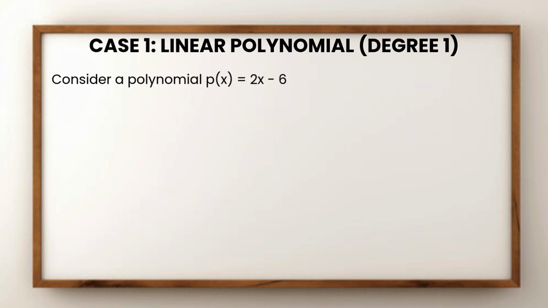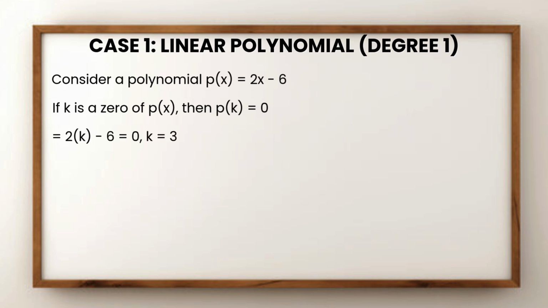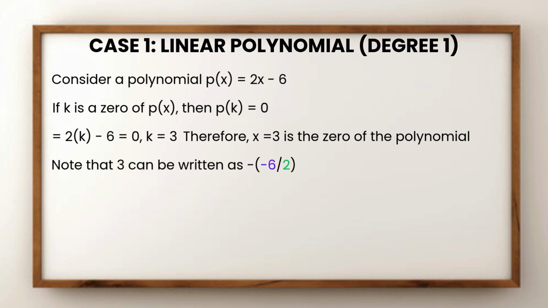Consider the polynomial p of x equal to 2x minus 6. To find its 0, we set p of k equal to 0 and solve for k. Solving this equation, we get k equal to 3. This means x equal to 3 is the 0 of this polynomial. Notice that 3 can be written as minus of minus 6 by 2.